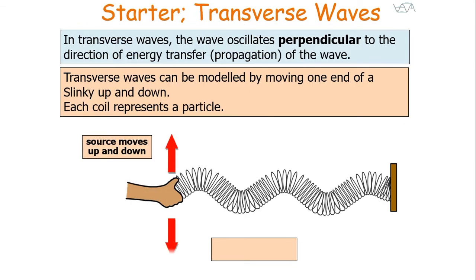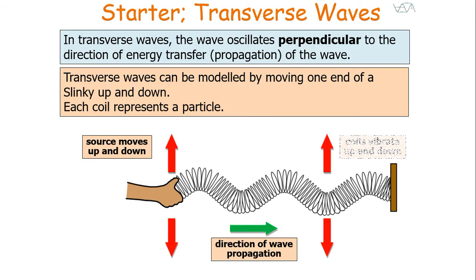Now, a transverse wave is when the wave oscillates perpendicular to the direction of energy transfer, or sometimes we call it the propagation of the wave. So a transverse wave can be modelled by moving one end of a slinky up and down. Each coil of the slinky represents a particle. So as the source moves up and down, the coil vibrates up and down, but the direction of energy transfer, the direction of propagation, is actually going across that particular motion. So it's oscillating perpendicular to the direction of energy transfer.